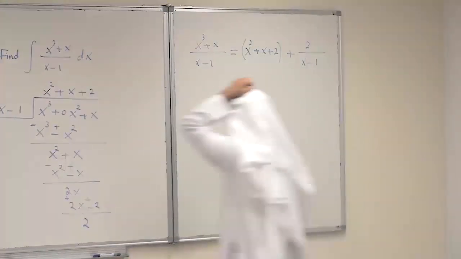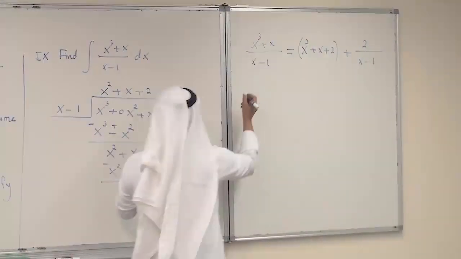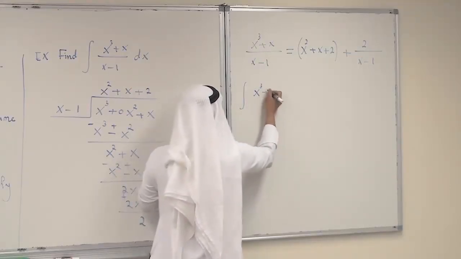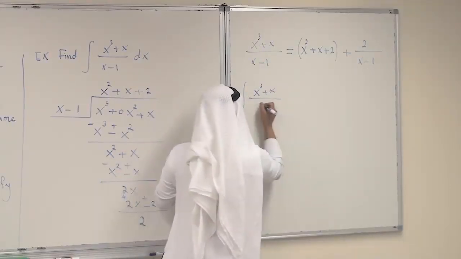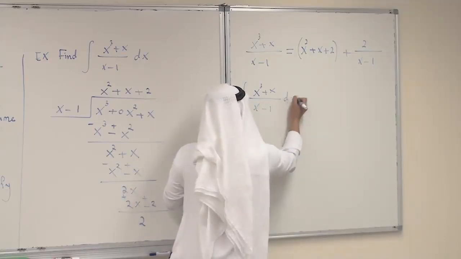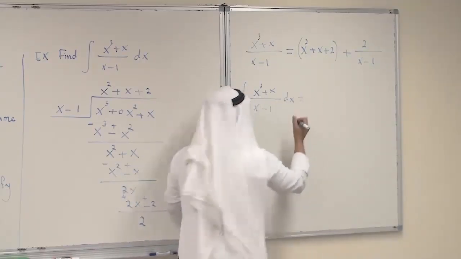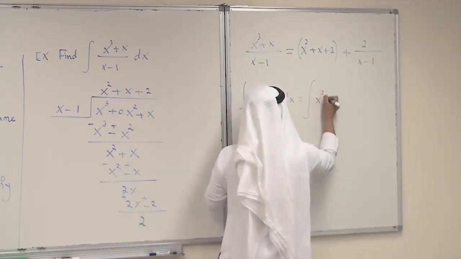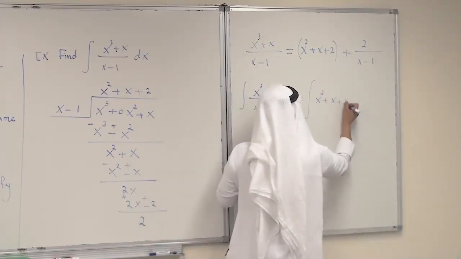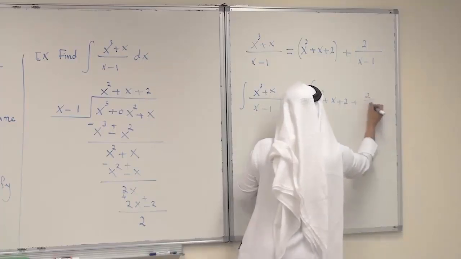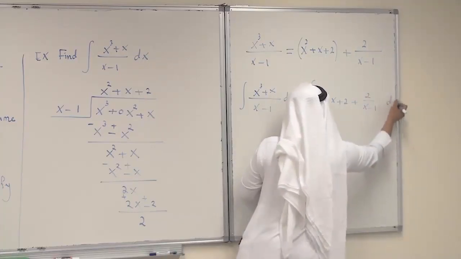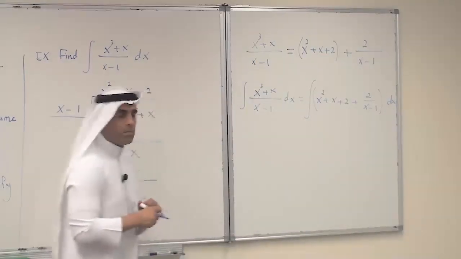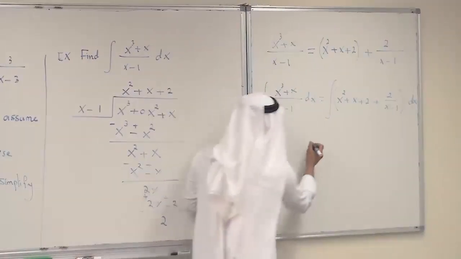So what will be the next step now? Our integral, which is the integral of x cubed plus x divided by x minus 1 dx, this will be exactly equal to what? It is the integral of the right-hand side, which is x squared plus x plus 2 plus 2 over x minus 1. Of course, I am integrating with respect to x the whole thing here. Fine. What is the last step?